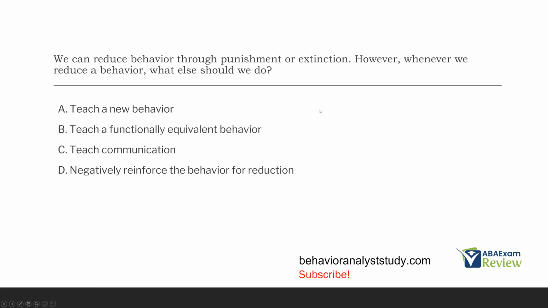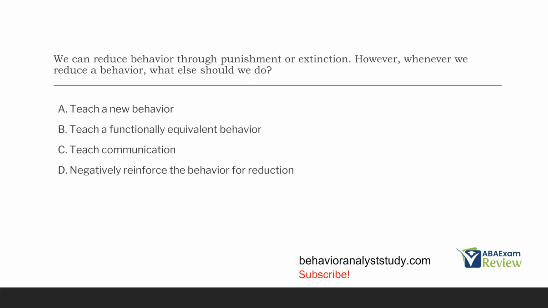We can reduce behavior through punishment or extinction. However, when we reduce the behavior, what else should we do? We've asked variations of this question before because it's really important. In the 5th edition task list, they ask about the fair pair rule explicitly, which says if you take something away, we've got to give something back, as in behavior.